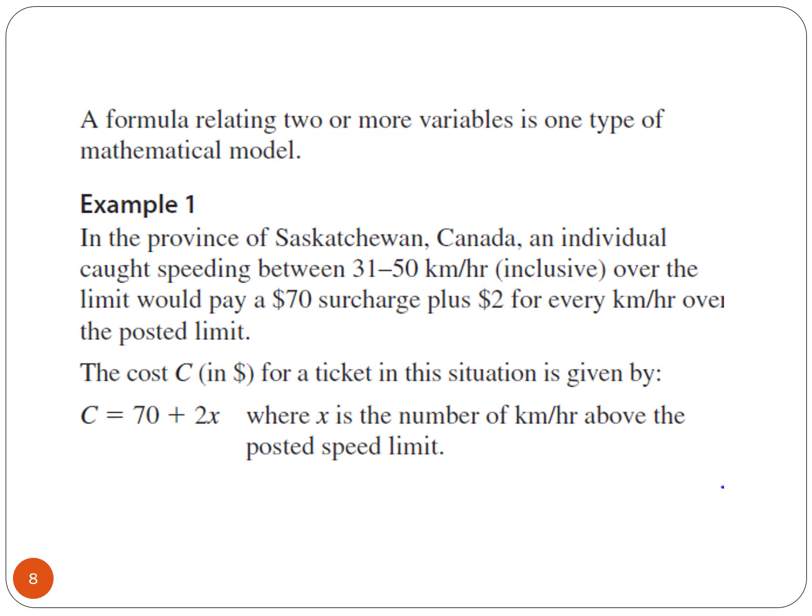Now the cost will be C equals 70, that's the minimum charge, plus 2 times x. x here is the number of kilometers over the speed limit. For each kilometer you're paying 2. The amount you pay over the 70 is 2 times x. Here is my formula. It has two variables, x, the number of kilometers over the speed limit, and C, the cost, which we said will be in dollars. This is a formula that gives us the cost in terms of the speed over the speed limit.